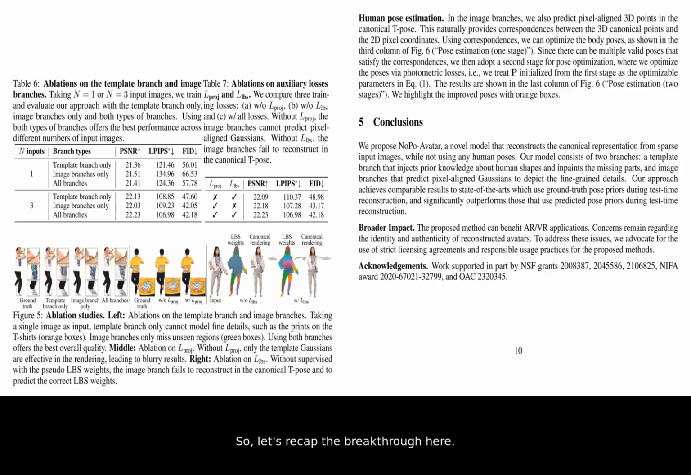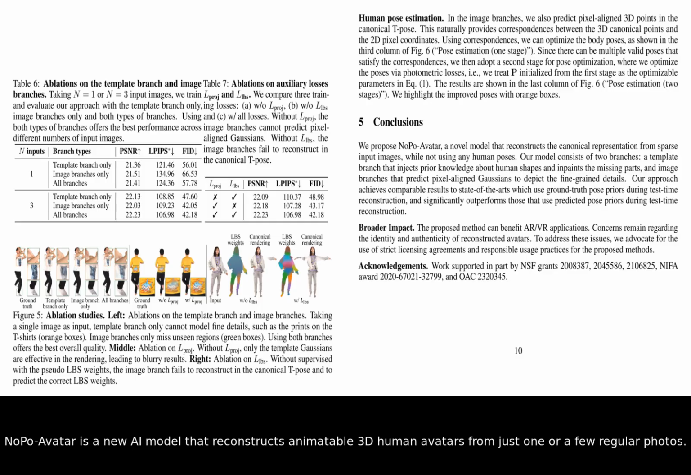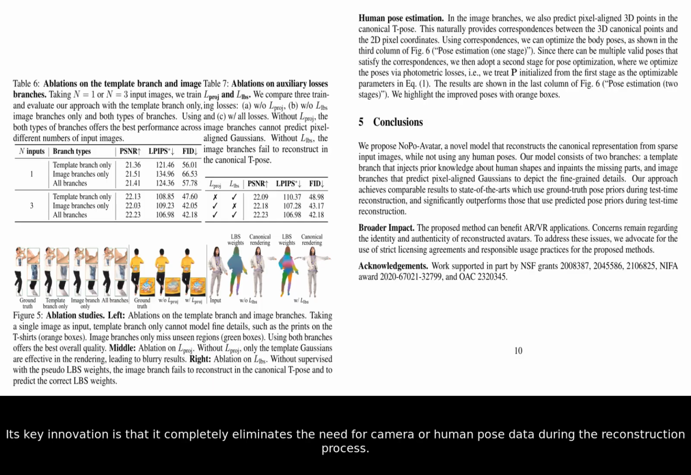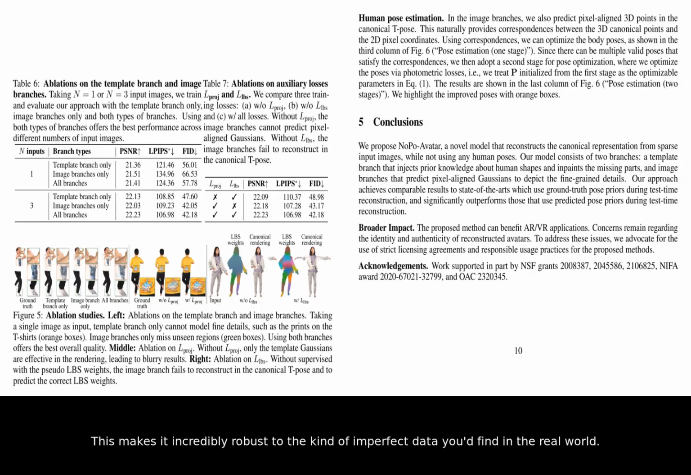So, let's recap the breakthrough here. NoPo-Avatar is a new AI model that reconstructs animatable 3D human avatars from just one or a few regular photos. Its key innovation is that it completely eliminates the need for camera or human pose data during the reconstruction process. This makes it incredibly robust to the kind of imperfect data you'd find in the real world. What does this mean for the future?